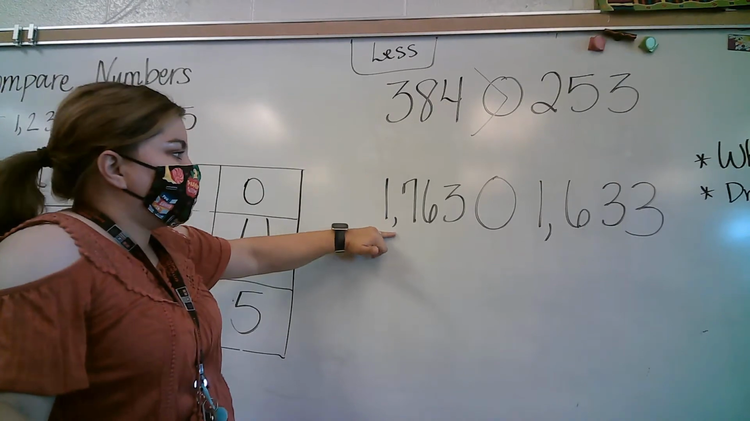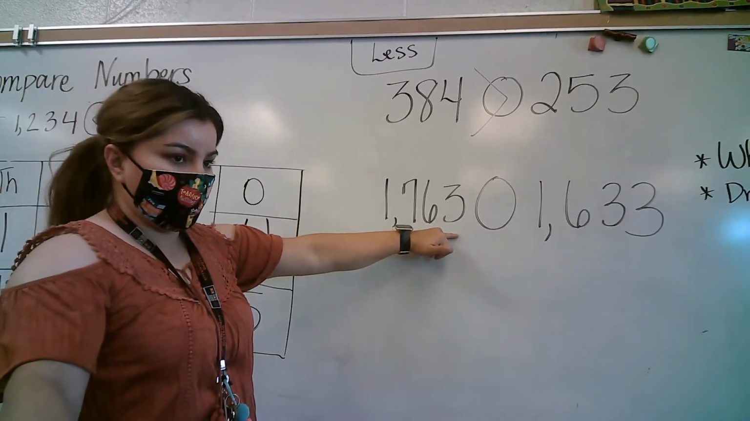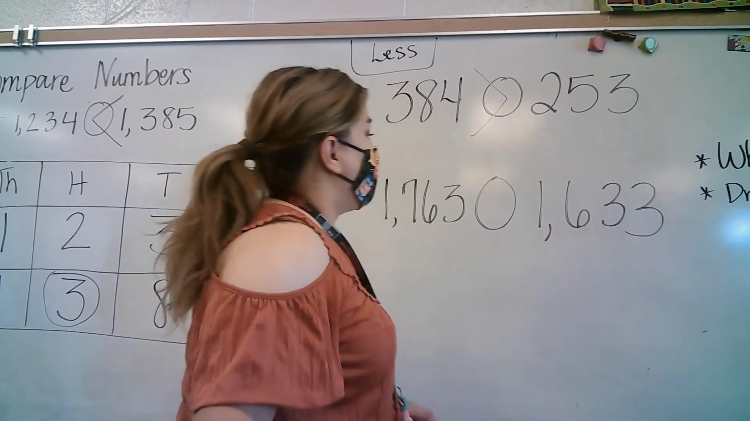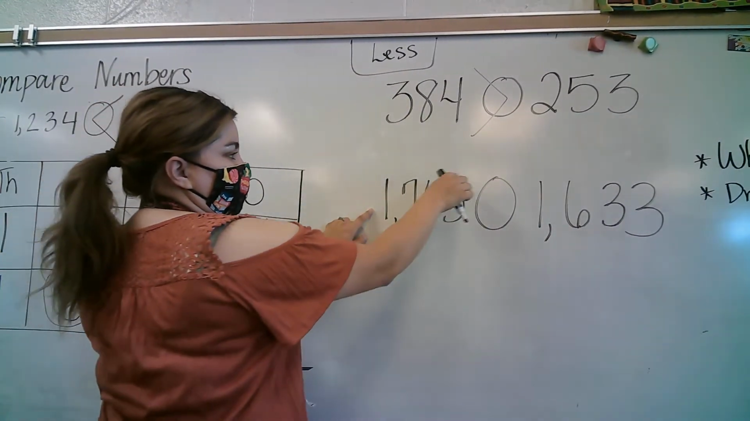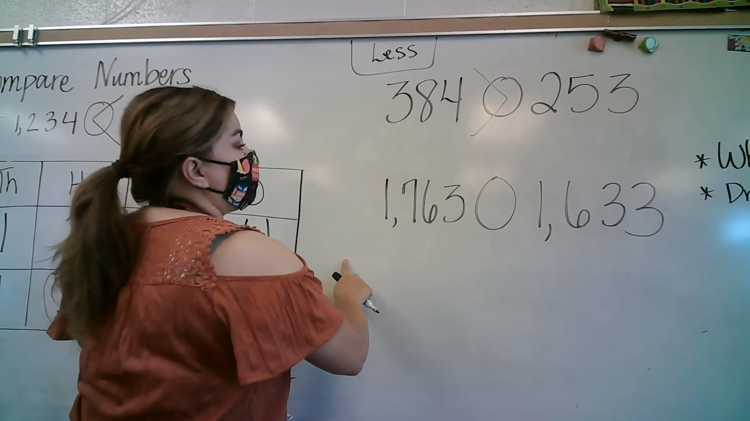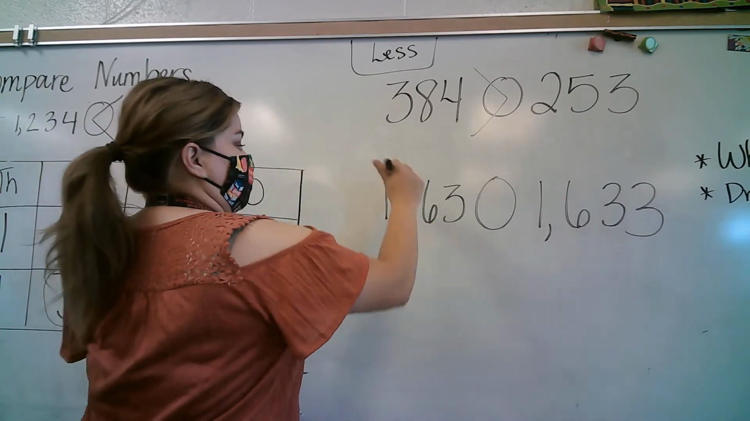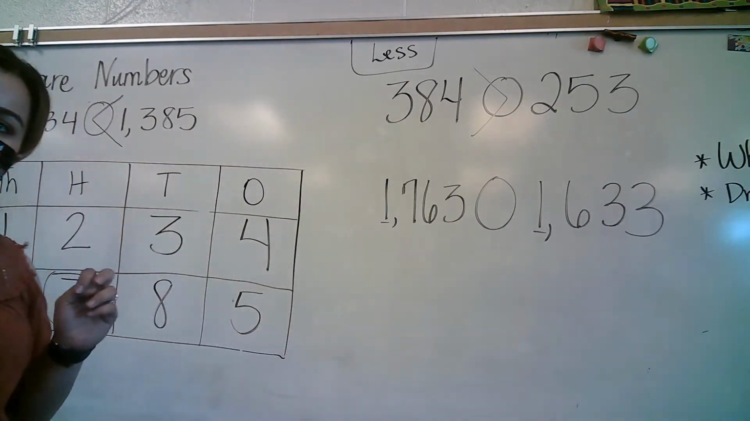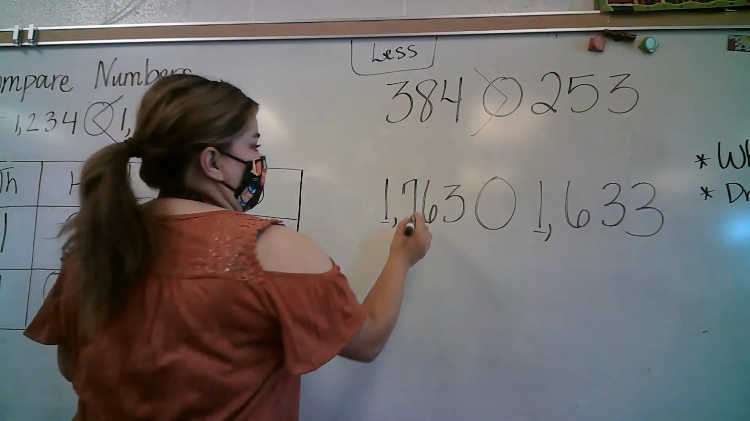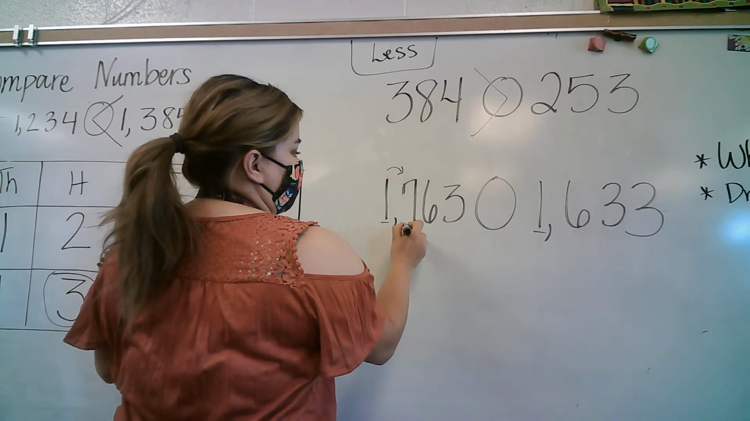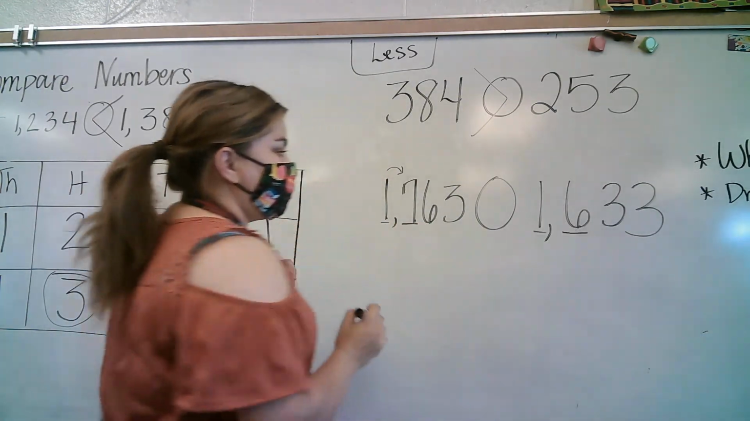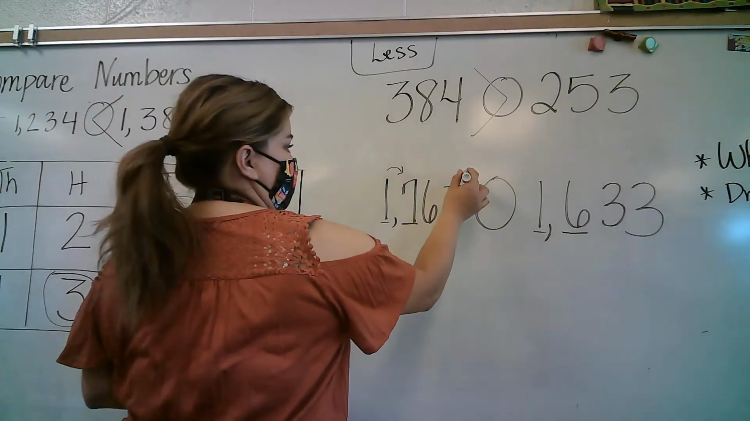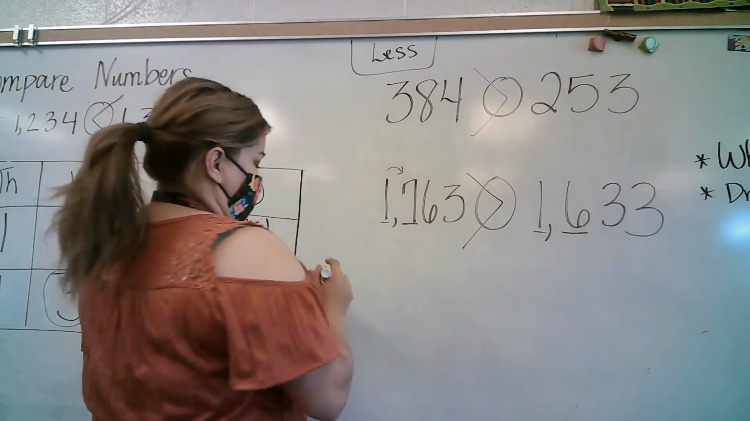Okay, let's try a bigger number now. We have 1,763 and 1,633. So what number do I start off with again? The number on the left, right, which is the 1,000. So I have a 1 and a 1. Are they equal? Yes. Okay, I'm going to go to the next number. I have a 7 and a 6. What is bigger? The 7. So I'm going to put my greater than sign.